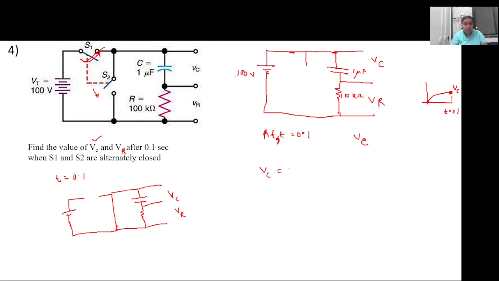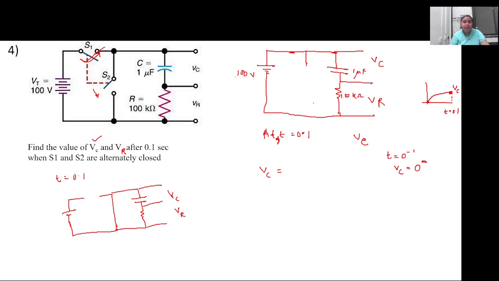99.9, is it right? No, it's raised to the power e something, right? E power 0.1 seconds. Oh, wait, sorry. So at t equal to suppose 0 minus, just before switching, VC was equal to 0, right? Yes.